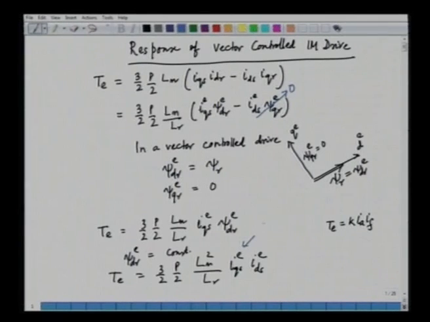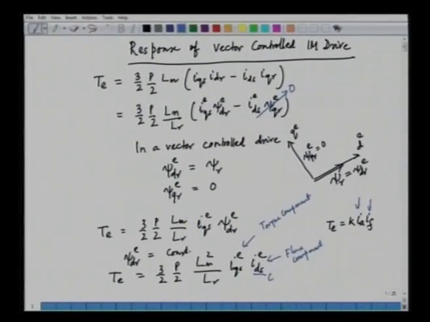and we say that IQS^e is called the torque component of current and IDS^e is called the flux component of current, similar to the armature current of a DC machine and the field current of a DC machine respectively. So, this is the equation for a vector control drive, and we understand that in a vector control drive the torque can be controlled similar to that of a separately excited DC motor.